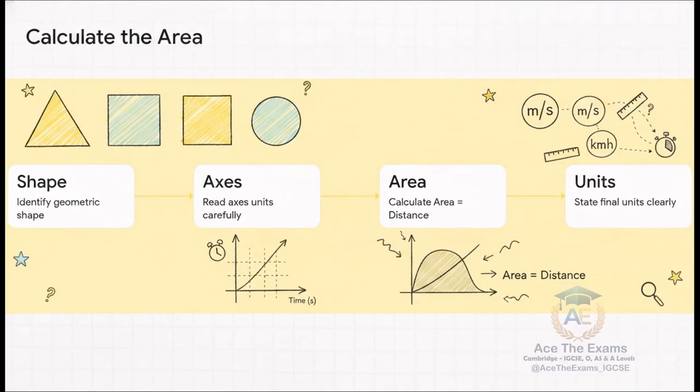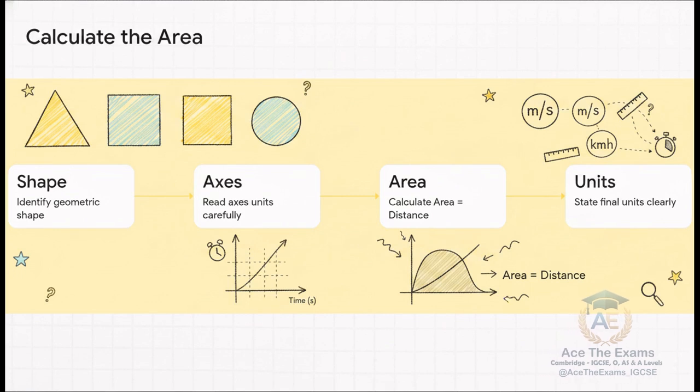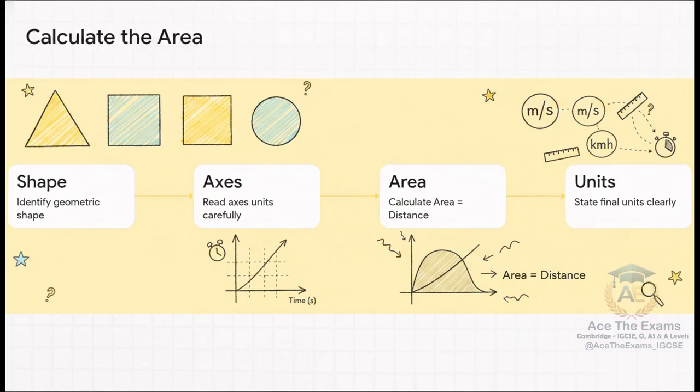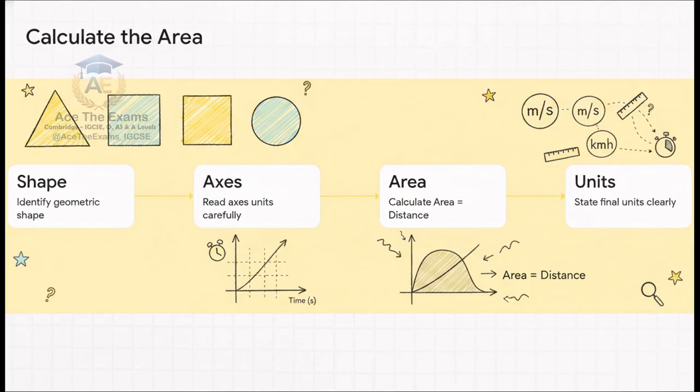To conquer this next part, we just apply that same framework directly to our data analysis. Step 1, identify the geometric shape. Take that complex graph and split it into simple triangles and rectangles. Step 2, read your axes units carefully. Are they in seconds or minutes? Are they in meters per second or kilometers per hour? Step 3, calculate the area of those shapes, keeping in mind that this area literally equals the distance. And Step 4, state your final units clearly.